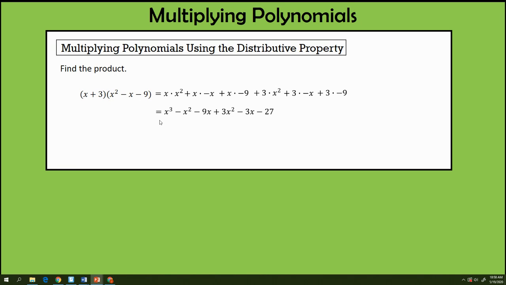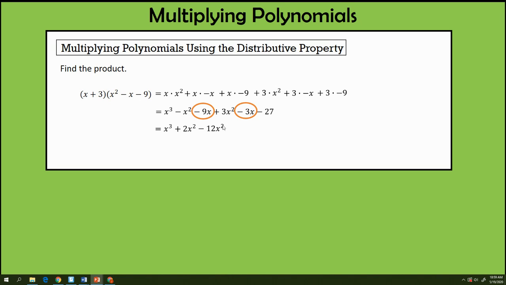Now, to get our final answer, we need to combine like terms, write it in standard form. There's only one x cubed term, and that's here, so that's going to come down. I've got 2 x squared terms, negative 1x squared and 3x squared. That'll give me a 2x squared. Okay. I've got 2 x terms, negative 9 and negative 3. That'll give us a negative 12.